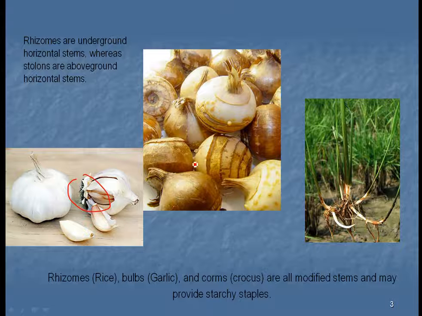Up above here, these are something called corms, and these are crocuses, and these are one of the first plants that come up. All the information of that plant is stored in there, besides all the food that they would need to keep going for almost the whole next year.